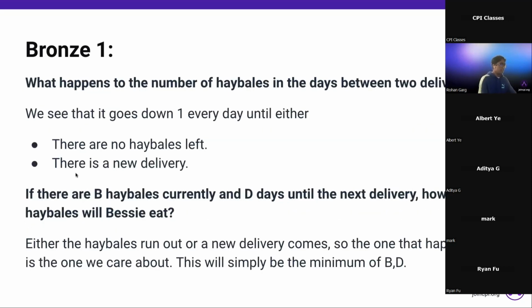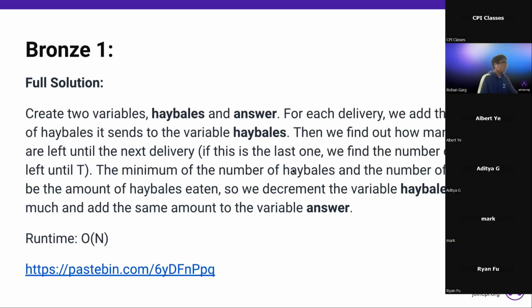Doing this, we can add the minimum of B and D to our answer, which is the total number of hay bales Bessie eats, and also subtract it from the number of hay bales we currently have. Then when we get to the next delivery, we add the number of hay bales that delivery sends to the current hay bales, and repeat this process. For a full solution, we create two variables, hay bales and answer. For each delivery, we add the number of hay bales it sends to the variable hay bales.